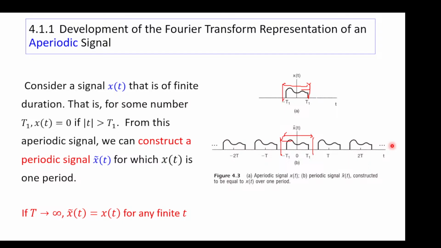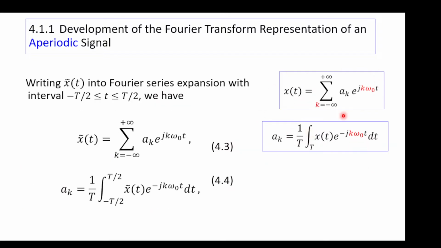Now x tilde of t is a periodic function, so we can use our favorite Fourier series equations. We have our synthesis equation and our analysis equation, and we write those two down for our x tilde of t. So x tilde of t is the sum over k of a_k e to the j k omega naught t, where a_k is 1 over T times the integral over one period of x tilde of t e to the minus j k omega naught t dt. This is just writing down those two equations. Obviously this omega naught depends on the big T chosen.